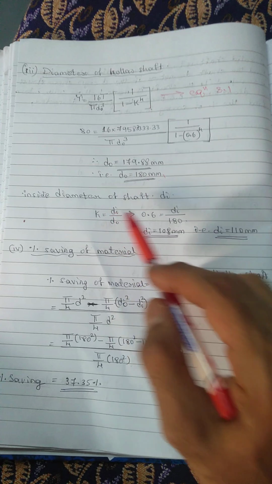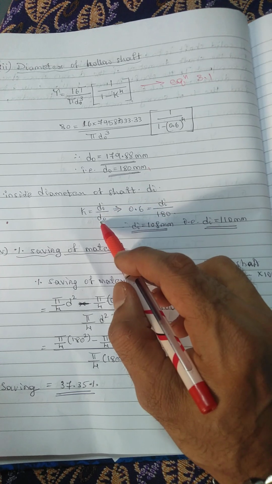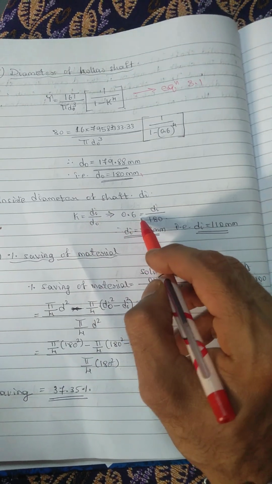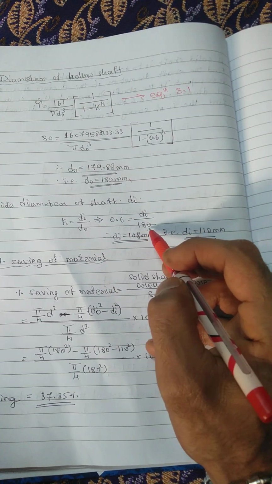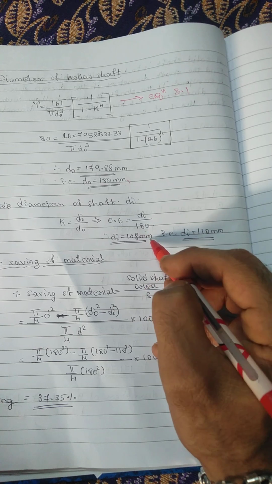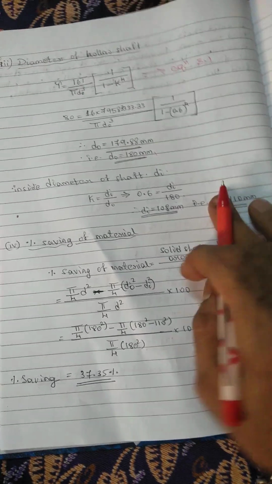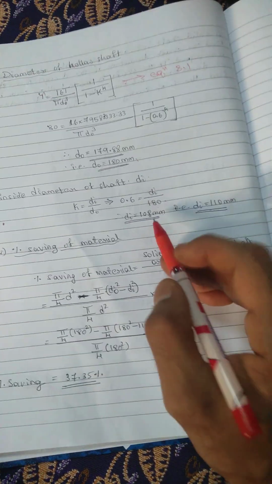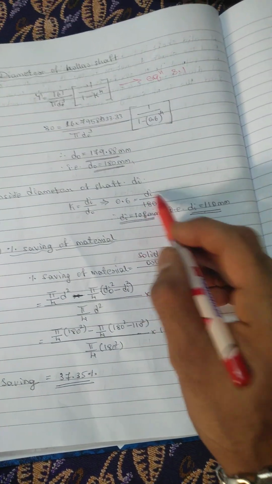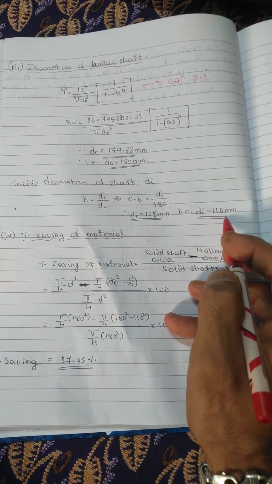Therefore, the inside diameter of the shaft: K equal to di by do. K is given as 0.6, and the outside diameter is 180 mm. So we calculate di, which is 110 millimeter. After calculation we get about 108, but the standard value is 110, from the same table number 3.5a.